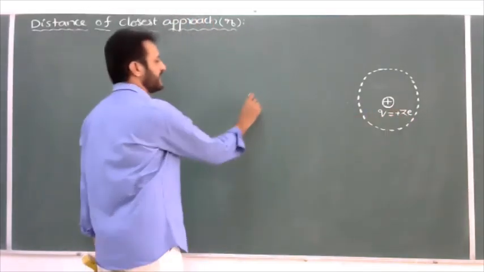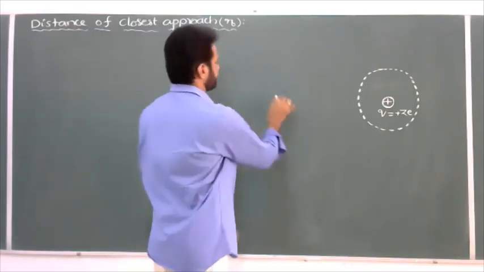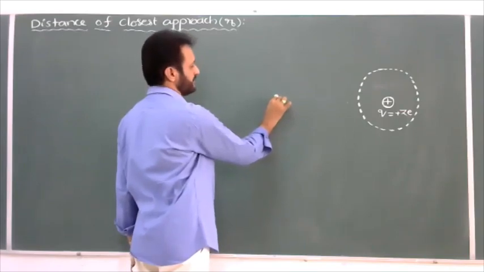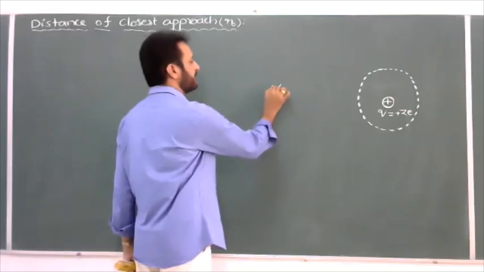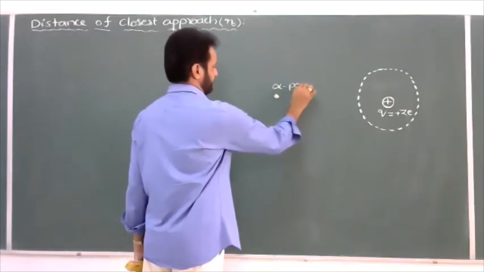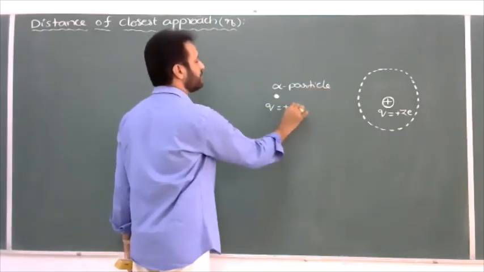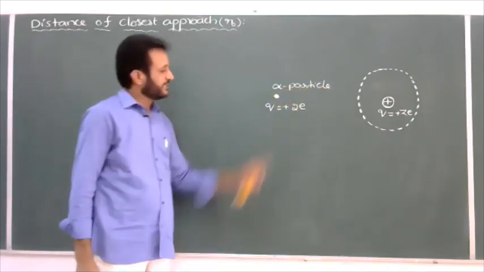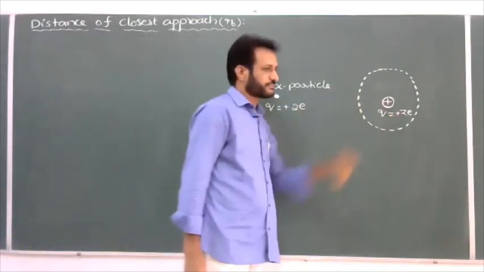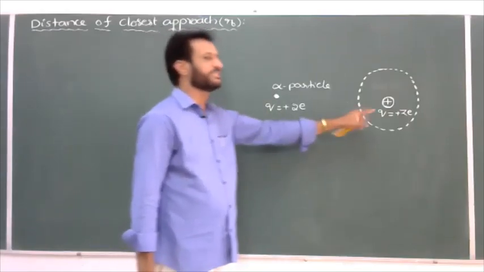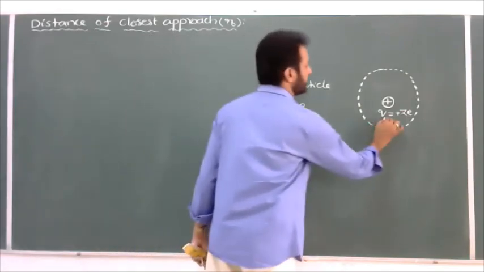Now I am choosing one alpha particle. Already I mentioned what an alpha particle is: a helium nucleus which contains 2 protons and also 2 neutrons. The charge of the alpha particle Q is equal to plus 2e, because it contains only 2 protons. The nucleus contains Z protons, so its charge is Ze. Both have positive charges. One is Q1 and the second I'll take as Q2.